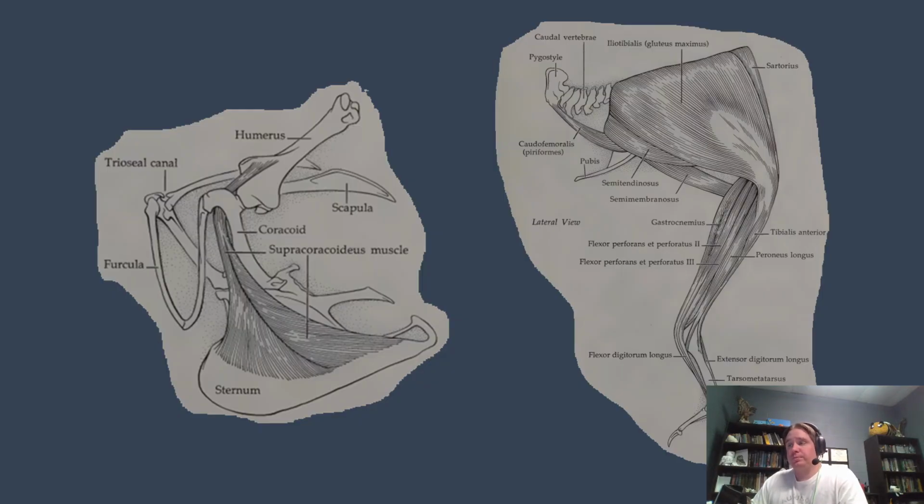And what we have here is a pulley. This is literally a muscular pulley. So this wraps around, and as this tightens, it pulls on the humerus and lifts the humerus up, creating the upstroke of the wing.